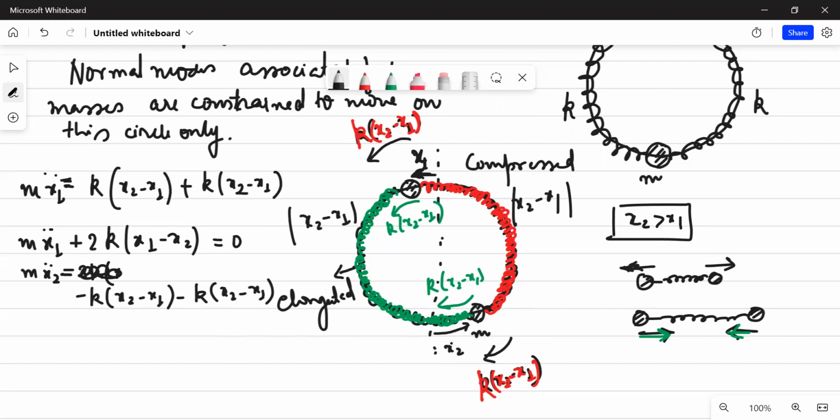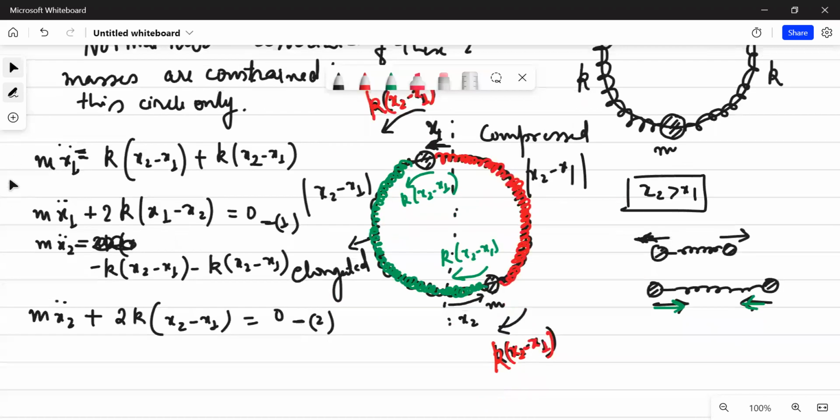मतलब आपका मास का डिस्प्लेसमेंट इधर है, फोर्स इधर लग रहा है. So this x2 double dot will be again 2k(x2 minus x). अच्छा, ये दोनों के x2 minus x में आता है क्या? नहीं, यहाँ x1 minus x2. ठीक है, तो ये हो गया इक्वेशन नंबर 1. This is your equation. ठीक है.